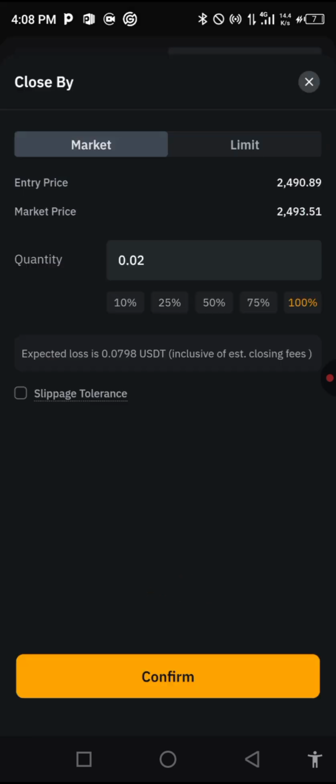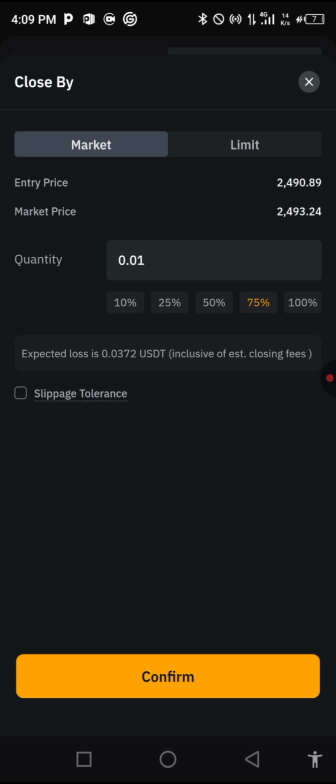You just click on it, and you are telling the market, okay, I want to close 10% of this trade, right? Or I want to close 25% of this trade. I want to close 50%, you can click on it. If you want to close 75%, you can click on 75%, right? And if you want to click 100%, 100% simply means you are closing the entire trade. You don't want to be in the market anymore, right?